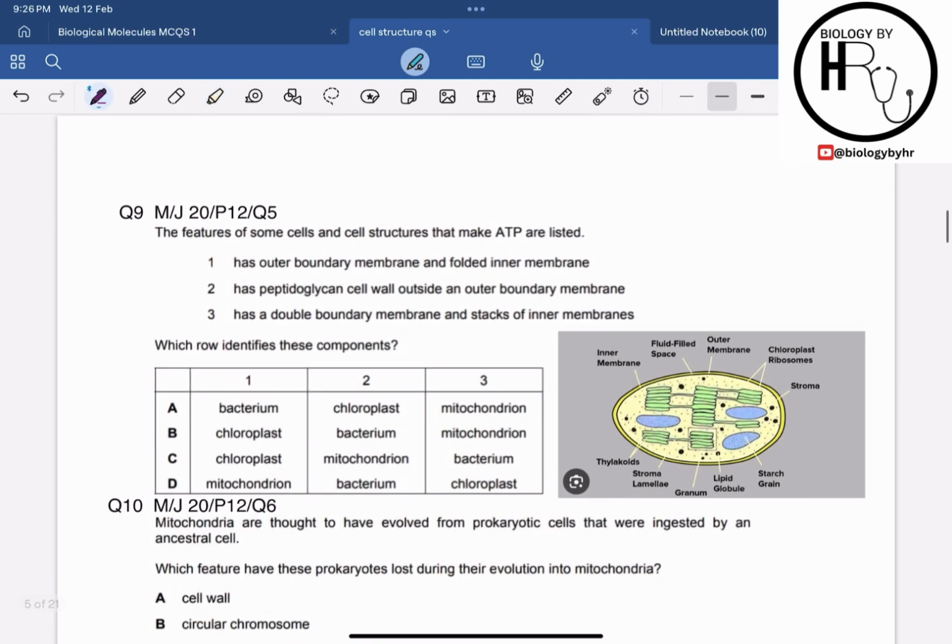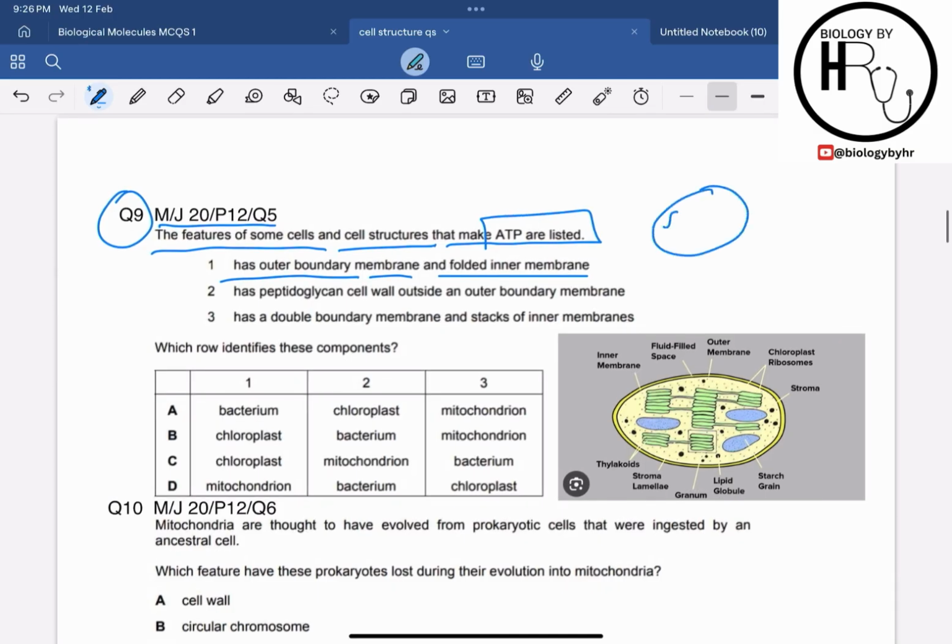Now let's move on to question number 9, from May-June 2020, paper 1 question 5. It says that the features of some cells and the cell structures that make ATP are listed. Has an outer boundary membrane and folded inner membrane. We know that an outer boundary membrane and a folded inner membrane is basically the mitochondria, which has a folded inner membrane, right?